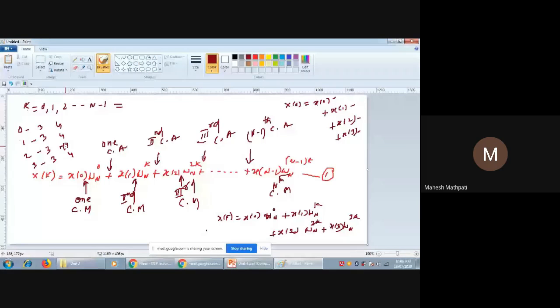Next point you write. Number of complex additions required for calculating X of k for k equals 0, 1 up to n minus 1.